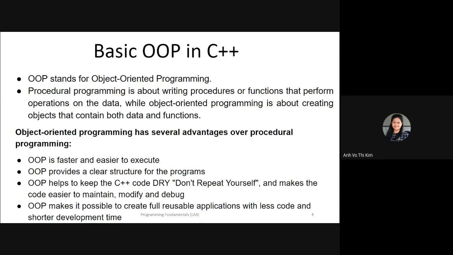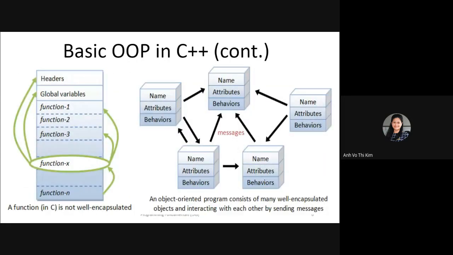All right. I put some overview about the theory about OOP in C++. OOP stands for Object-Oriented Programming, and it is different from procedural programming. How different? In procedural programming, it has function 1, 2, 3, and in sequence they call each other.